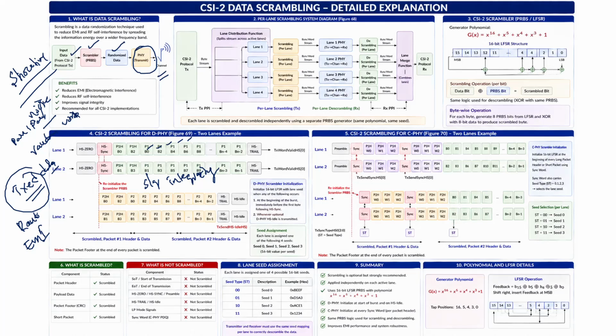So how does this EMI reduce? It is unwanted electromagnetic radiation. If you are sending the same data, interference will be caused, and that interference will be reduced by using this scrambler. By using a wider range of frequencies, the channel efficiency is improved.